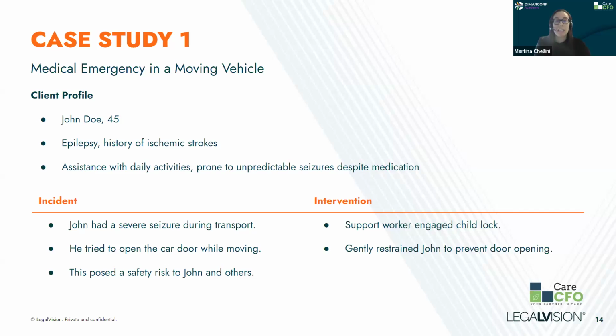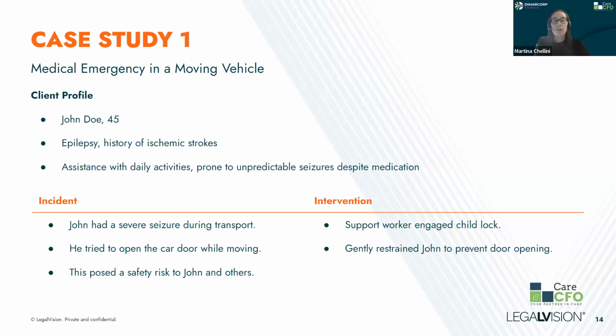John, agitated and disoriented, attempted to open the car door while the vehicle was in motion, endangering not only his own life, but also the safety of others in the vicinity. In the heat of the moment, the support worker faced a crucial decision: how to ensure John's safety without compromising his autonomy. Employing a restrictive practice, the support worker engaged the child lock on the car doors and gently restrained John to prevent further attempts at escape. This immediate action, while necessary, brought to the fore a myriad of legal and ethical considerations.